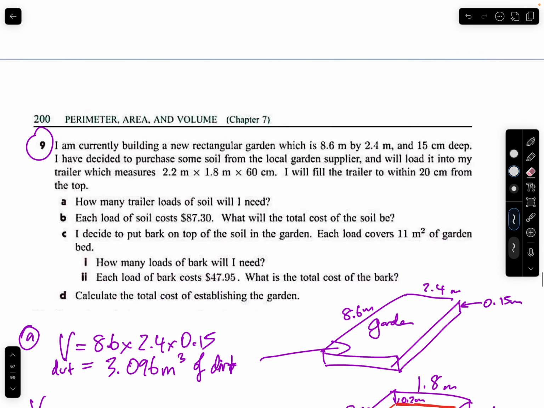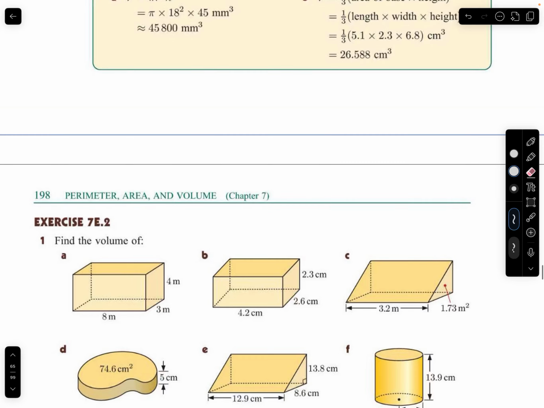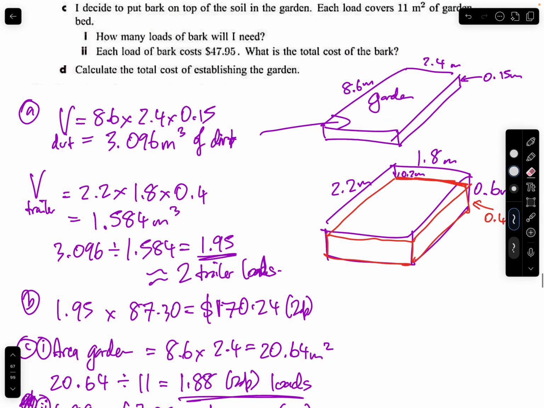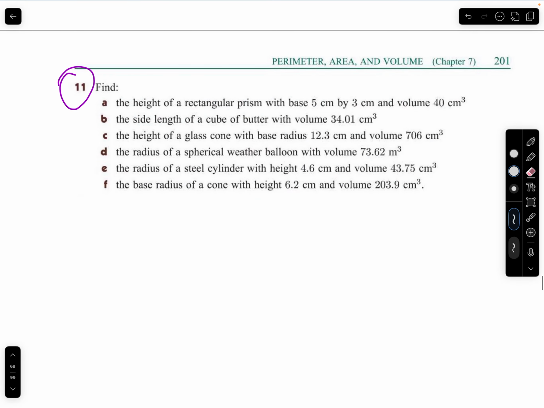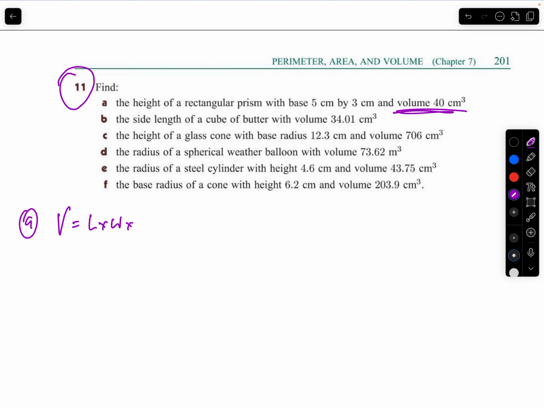Hey, just redoing the video for 7E2, question 11, to do it fully. So the question, height of a rectangular prism. We know the volume. The volume of a rectangular prism from the lessons was length times width times by the height.